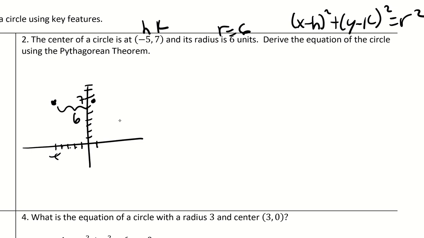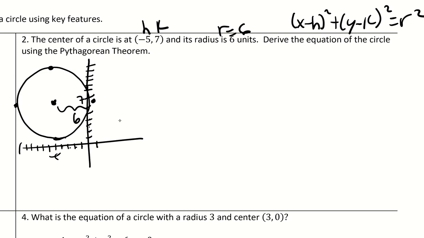And then it's got to go 1, 2, 3, 4, 5, 6. So it's got to end here. 1, 2, 3, 4, 5, 6. End here. And then here it's going to be at 1, 2, 3, 4, 5, 6. So it's going to be somewhere over here. So then you can draw your circle with a radius of 6. All right, so there's a circle.